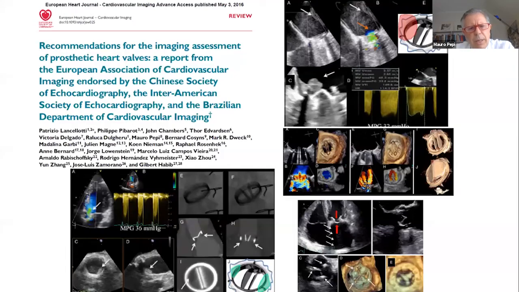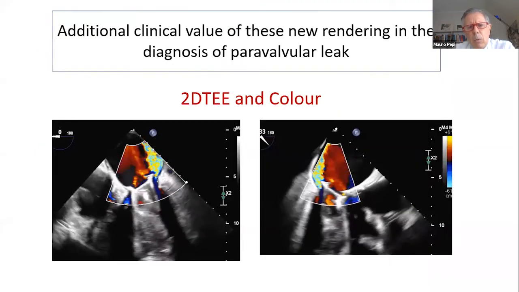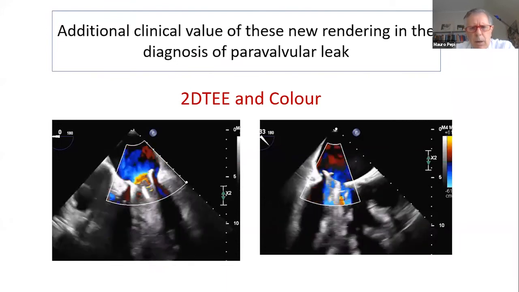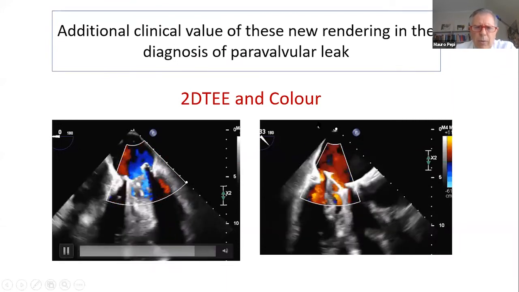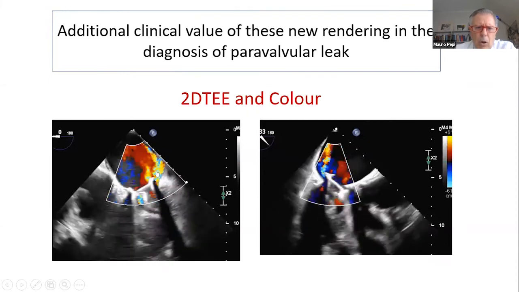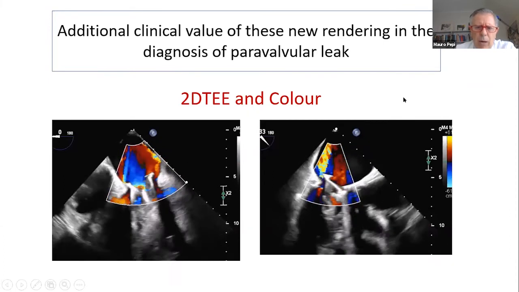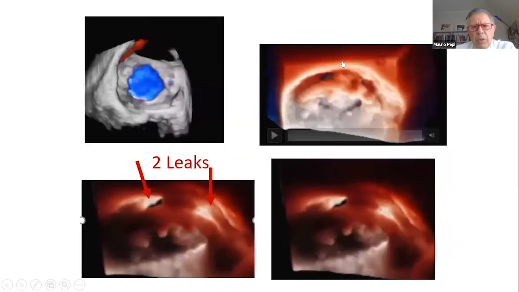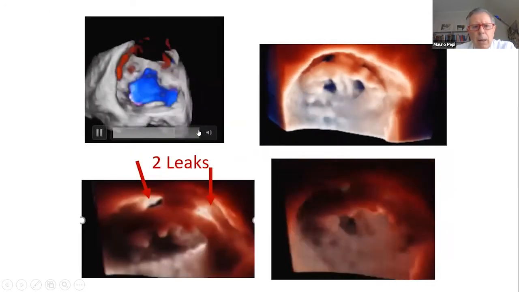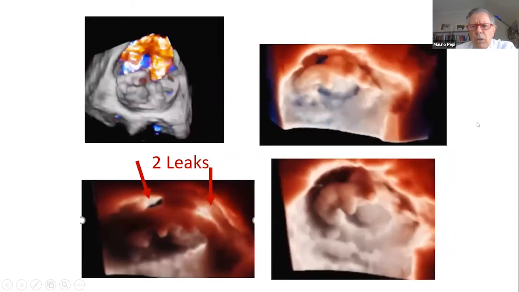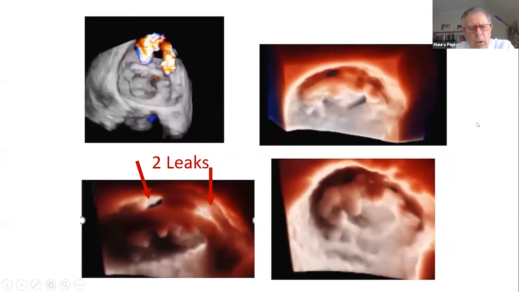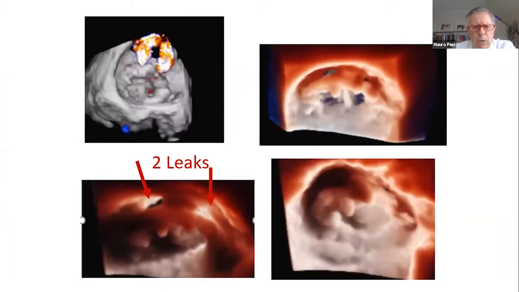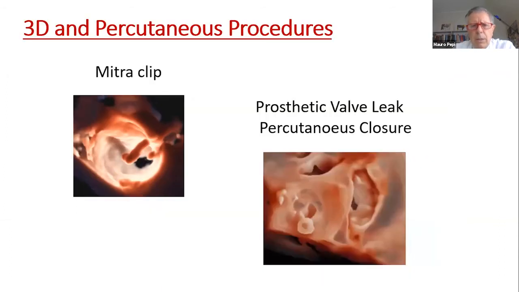Finally, as concerns the prosthesis, we wrote this paper with a lot of 3D data, but why is this so important? This is quite obvious also with the 2D TEE and color. This is obviously a paravalvular leak. But with the 3D, you may observe that it is not one leak, there are two leaks, with obviously clinical implications if we go to a percutaneous closure procedure.